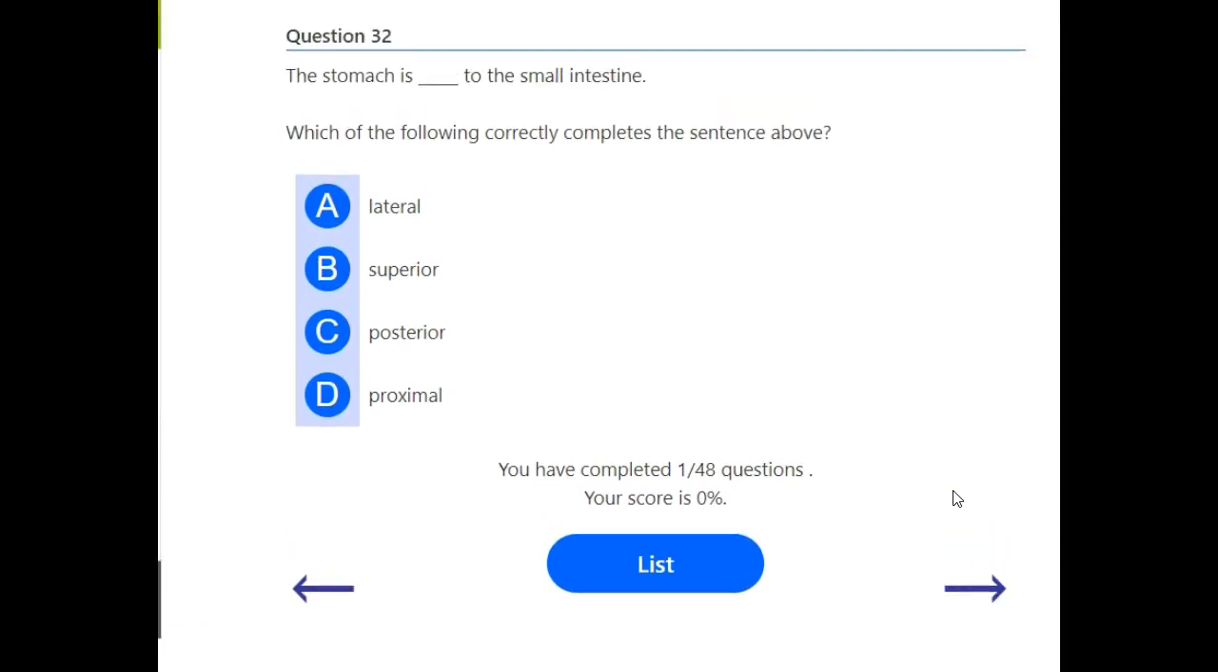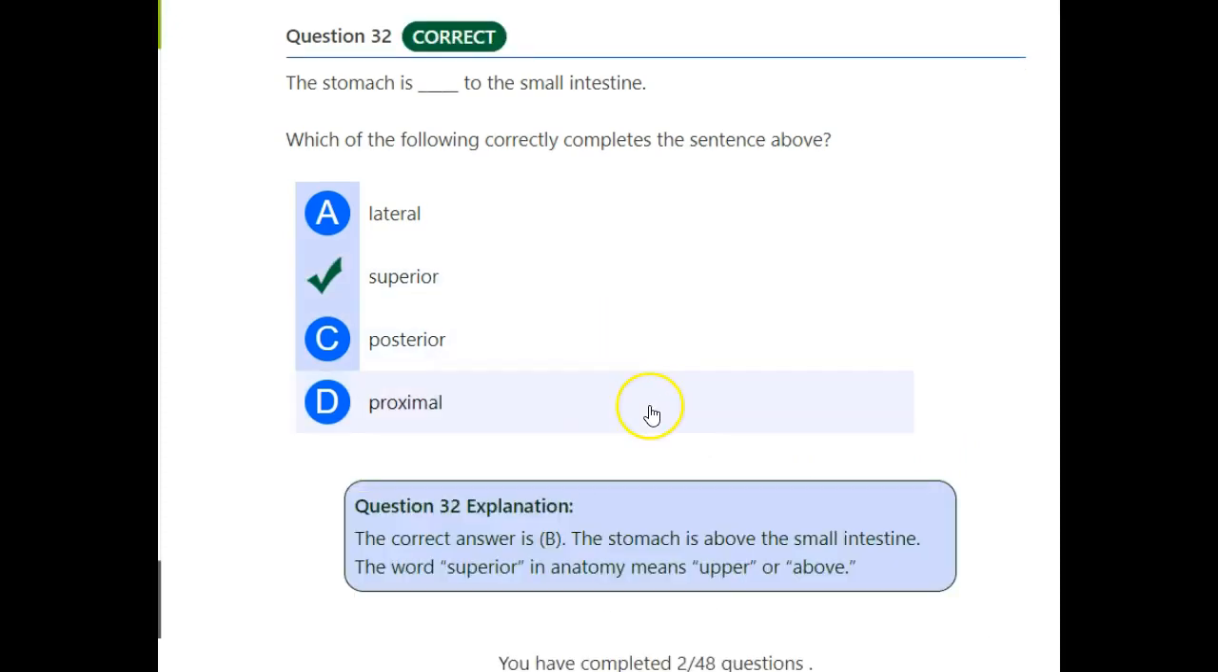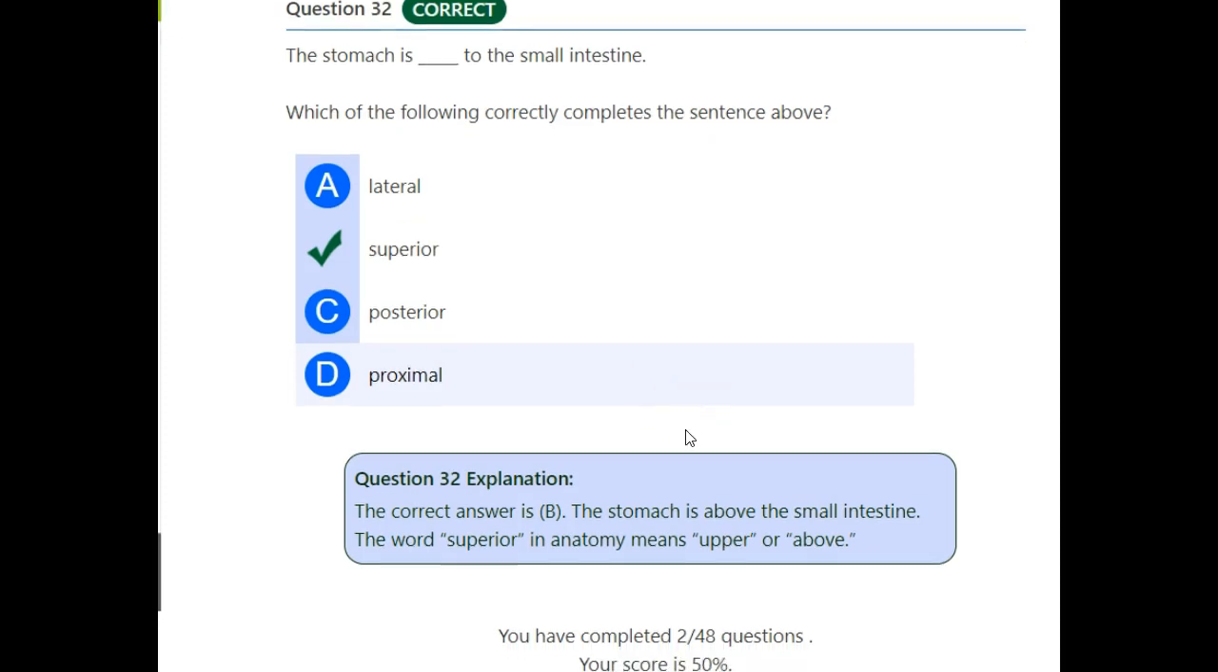Okay, next question. The stomach is blank to the small intestine. Which of the following correctly completes the sentence above? A, lateral, B, superior, C, posterior, D, proximal. The correct answer is B. The stomach is above the small intestine. The word superior in anatomy means upper or above.